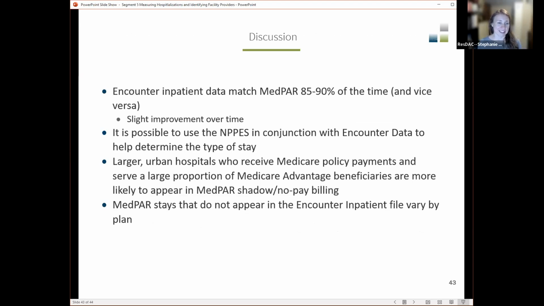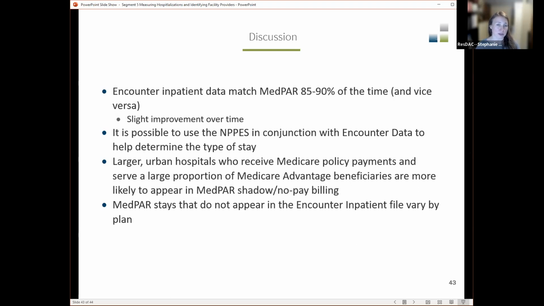So in terms of discussion, we have a match between the MedPAR and the inpatient encounter data 85–90% of the time, and vice versa, and it has improved a bit over time. If you really want to use the inpatient encounter data, that's what it's there for. We want to start using it, but we don't have CCN, and that's troubling us. The NPPES does a pretty good job. Again, it's probably more difficult for the special units within an acute care hospital, but you can use that to characterize the type of stay that we're finding in the encounter data.